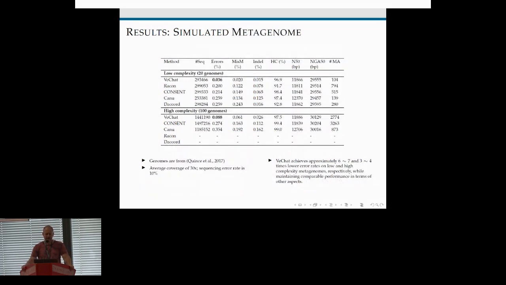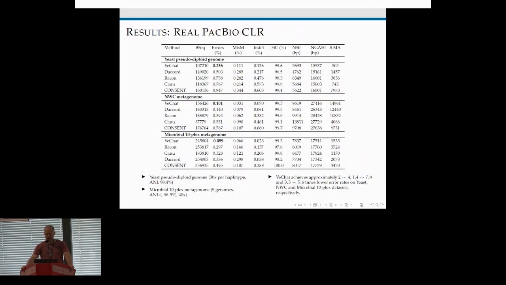Also here for other simulated metagenomes, low complexity, high complexity, and so on, the same picture: 6 to 7-fold improvement, 3 to 4-fold improvement. And also here, real PacBio data is 2 to 4. And here is the only data set where one of the competitors actually does well, the natural whey culture metagenome here in the middle. We only have 40% improvement.